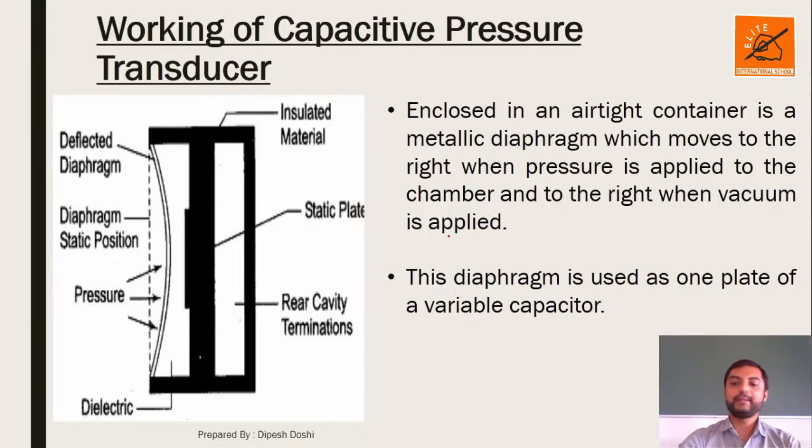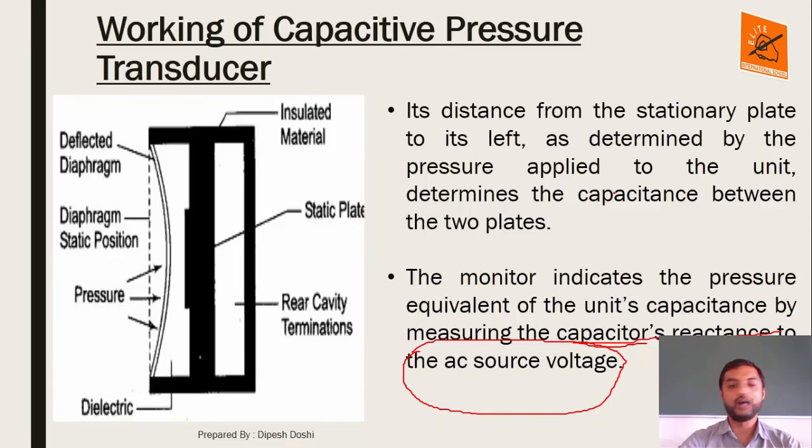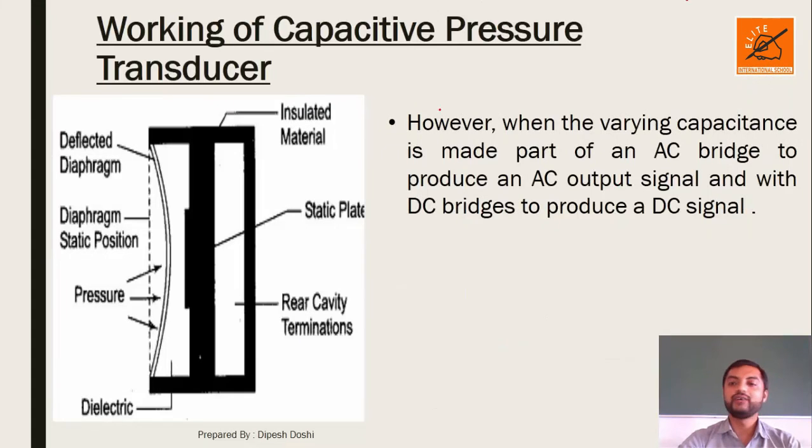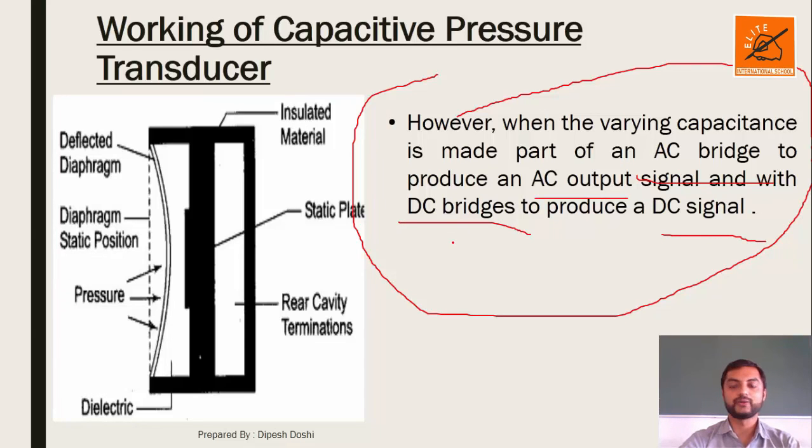Whenever capacitance changes, the reactance of the capacitor will be changed, and whenever you connect it with the AC voltage source, you get the change in the output voltage. After varying the capacitance, we have to connect this capacitor part with the AC bridges or DC bridges, and we get the signal in AC output or DC output.